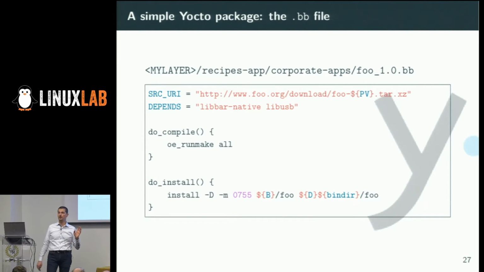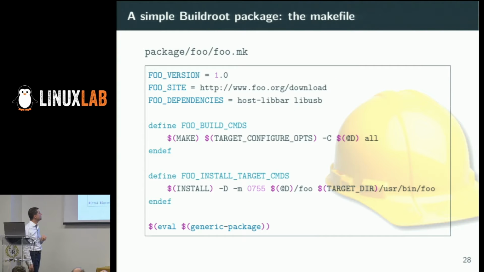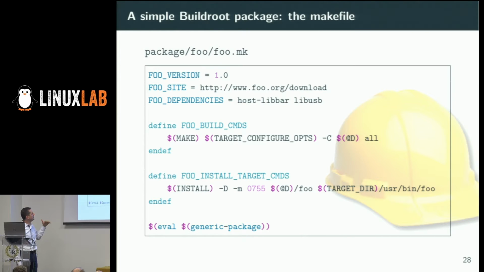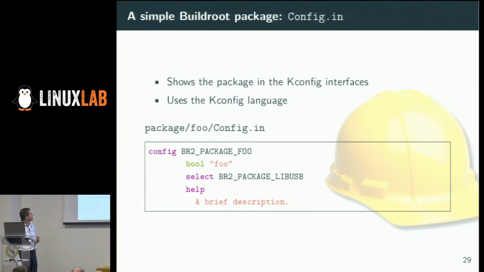A recipe looks both different and similar in the two build systems. The syntax is completely different. This is a Yocto recipe. This is a Buildroot recipe. Buildroot is a bit more verbose, but the structure overall is the same. For a very, very basic recipe, you have to tell it where to download the software, what it depends on, how to configure it, build it, install it, and that's it. So the structure is really similar. Only the syntax is different. In Buildroot, you also need a Config.in file for your package to appear in Kconfig.